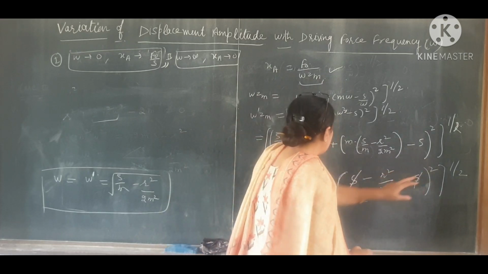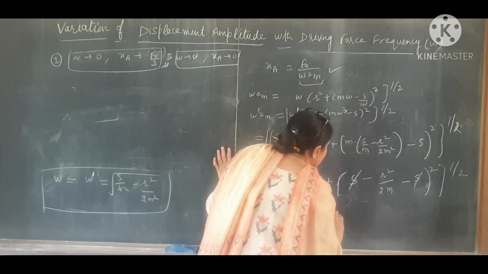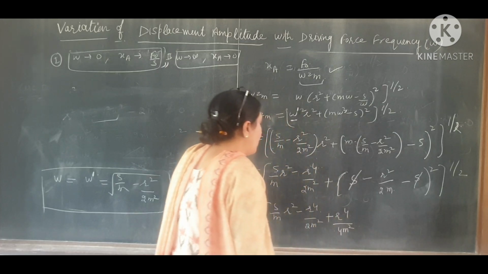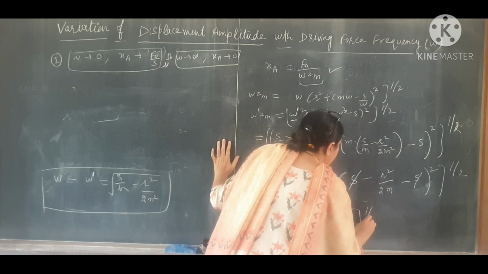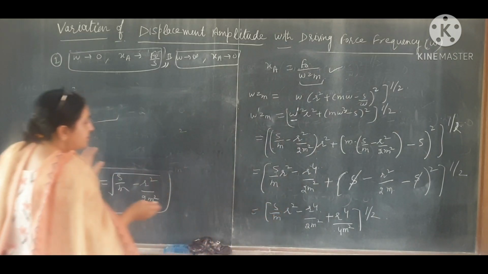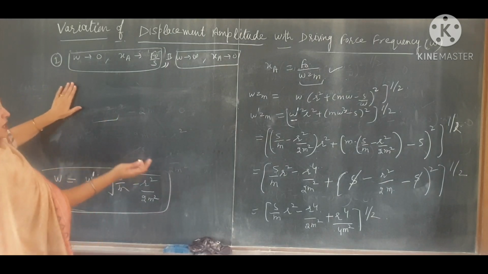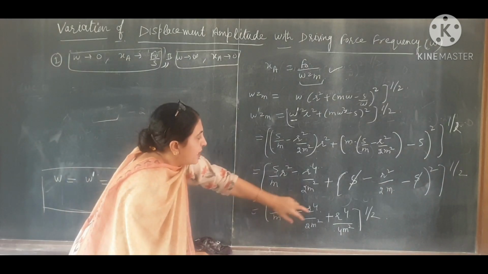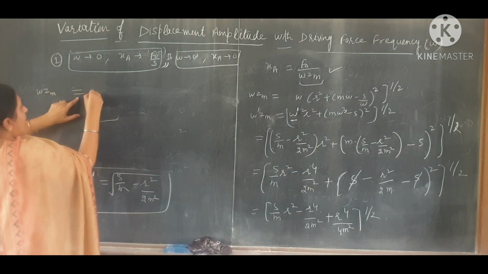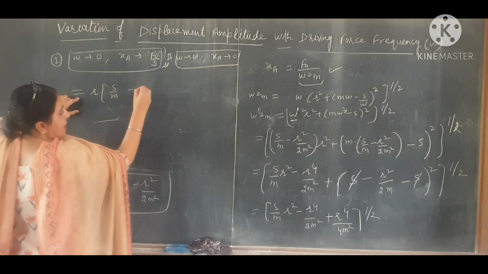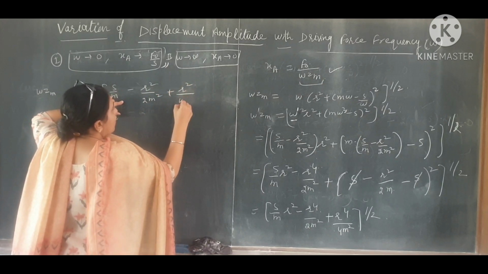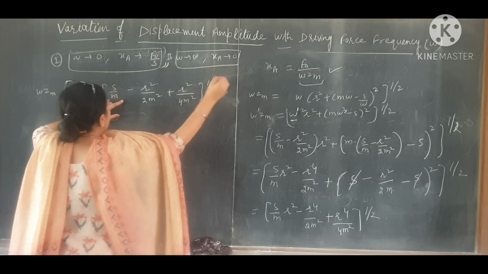When you take the square of this, what is the square of this? Plus r⁴ over 4m square, raised to power 1 by 2. So here, taking r square common, it is equal to, this is omega zm. This is equal to r, inside is s over m minus r square over 2m square plus r square over 4m square, raised to power 1 by 2.